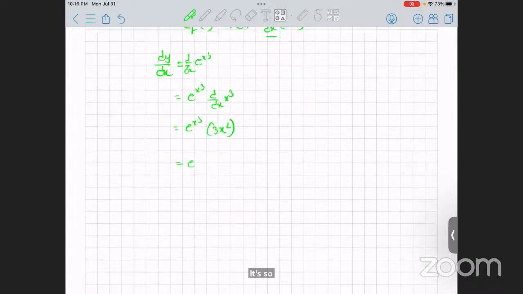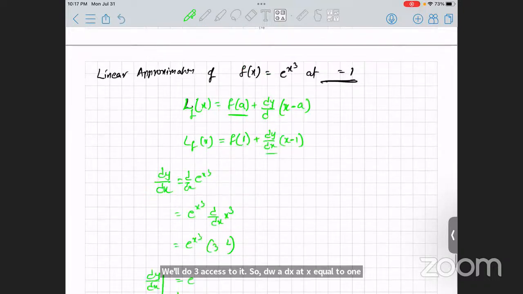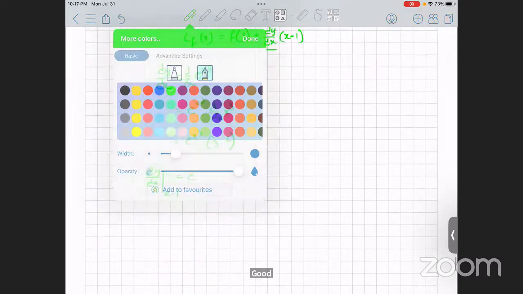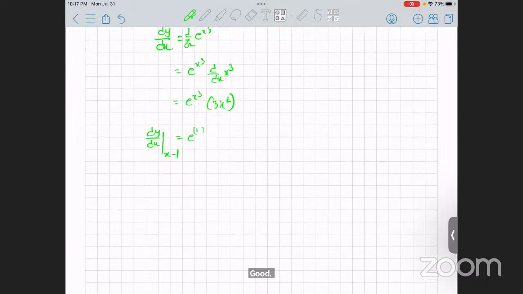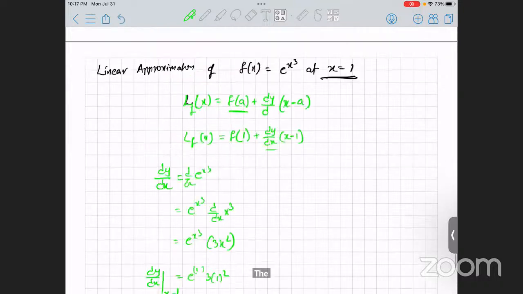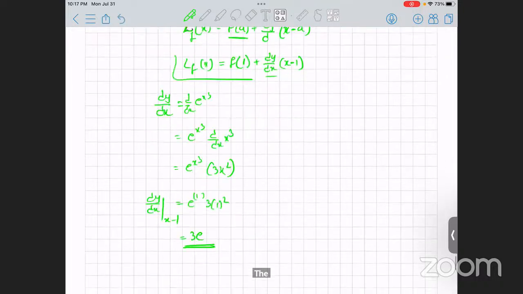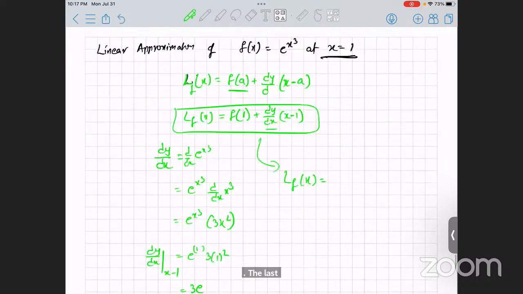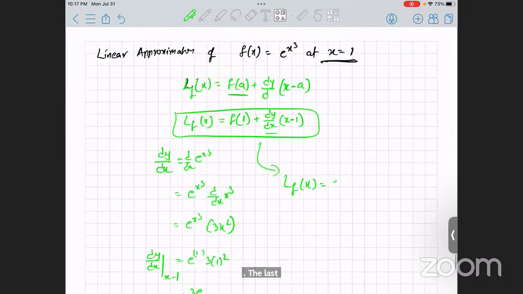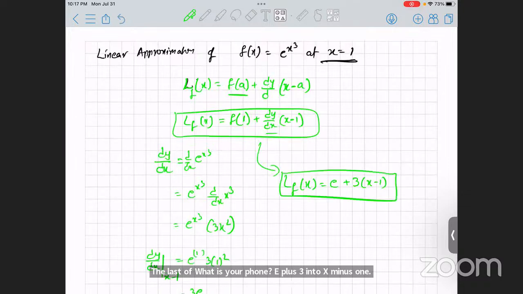So dy by dx at x equal to 1 is e power 1 into 3 into 1 square, which is 3, okay? So we will substitute 3 here. L of x is equal to, what is f of 1? It is e. So L of x equals e plus 3 into x minus 1. Agree? This is the answer.